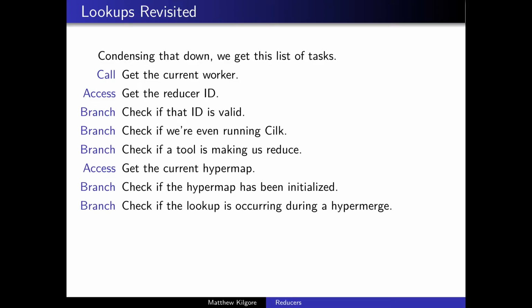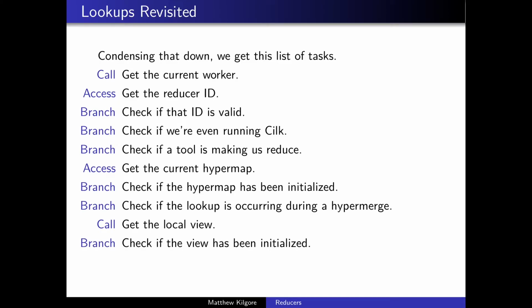And then finally another branch to check if the lookup is occurring during an already existing hypermerge. Oh, I'm sorry, did I say finally? Nope, we have another call to finally get the local view, and then we have the branch to check if the view has been initialized. Yeah, that's a lot more than what was promised.